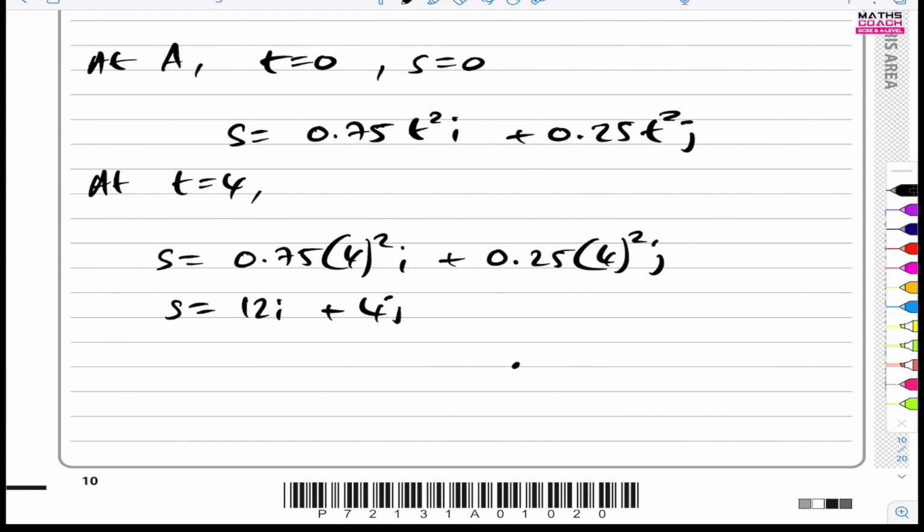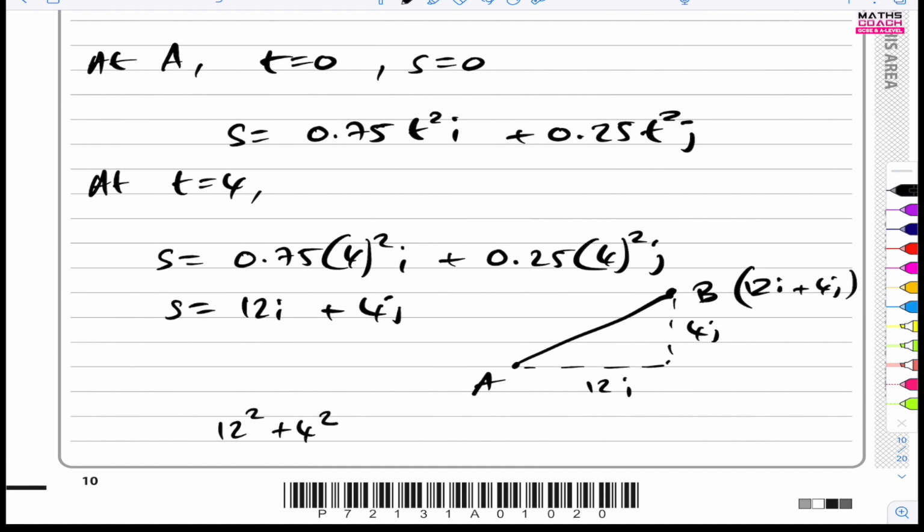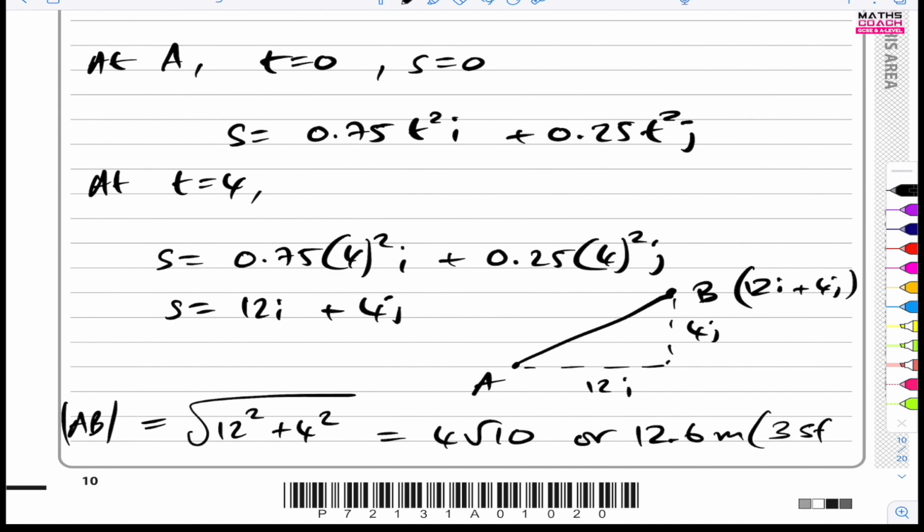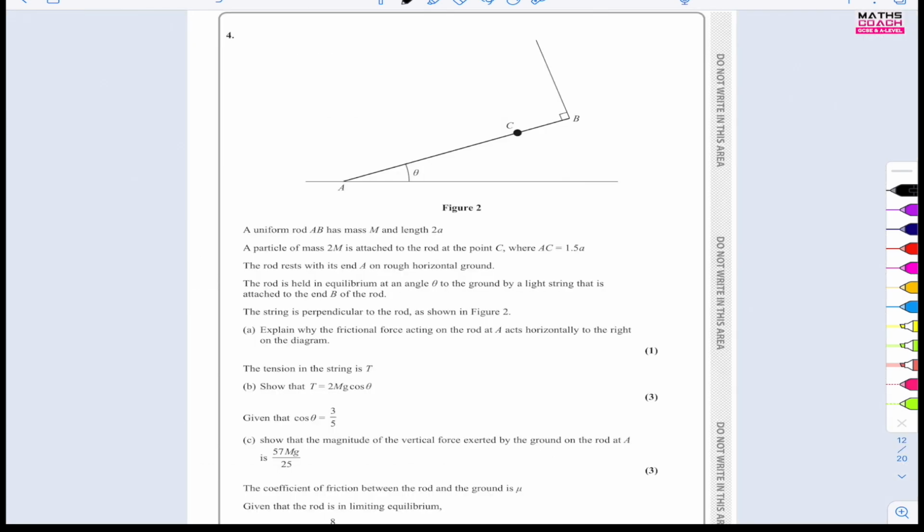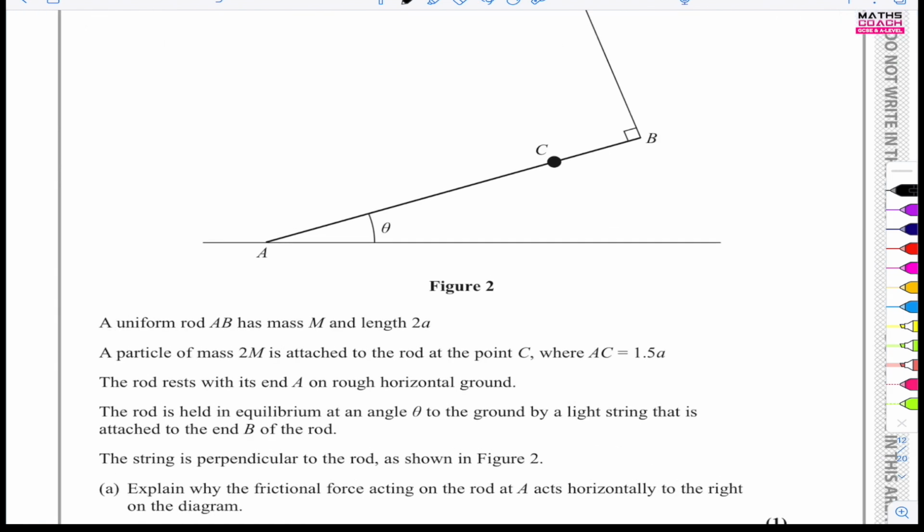Now, if we draw that diagram that I showed you earlier, A to B. So A, let's say, is the origin position. We know that to get to B, which is 12i plus 4j, is 12i there, 4j up. To find the distance of A to B, Pythagoras' theorem, so it's going to be 12 squared plus 4 squared, square rooted. That's the distance of A to B, and that gives us 4 root 10 or 12.6 meters to 3 significant figures.